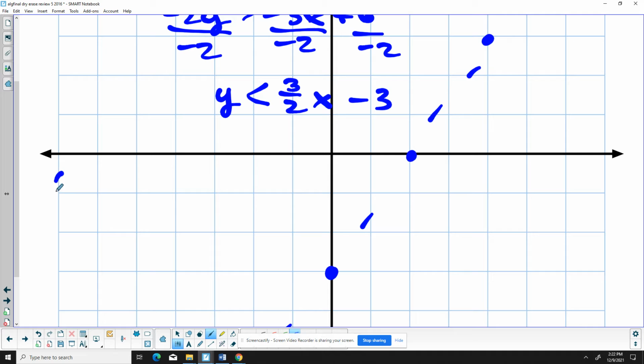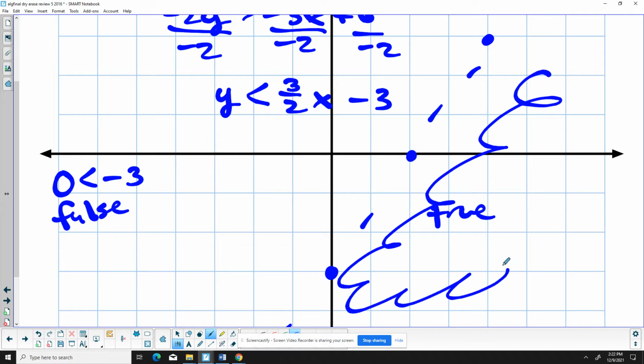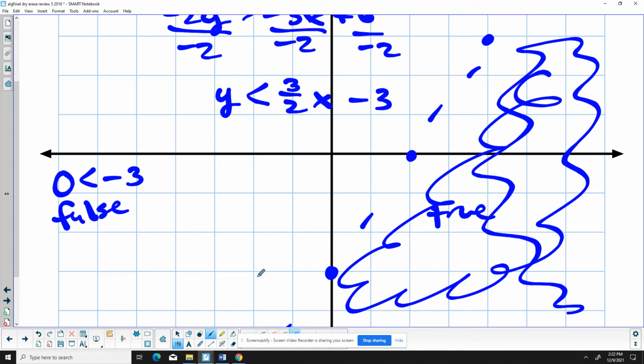And then we're going to plug in 0. 0 is less than -3. Well, that's false. So that means this is the false side and this is the true side. So I always shade the true side. So there's my answer.